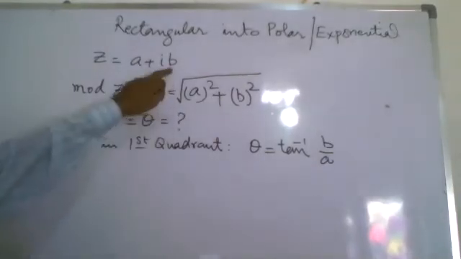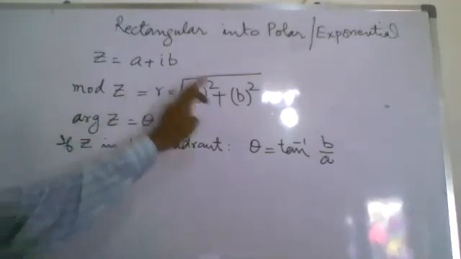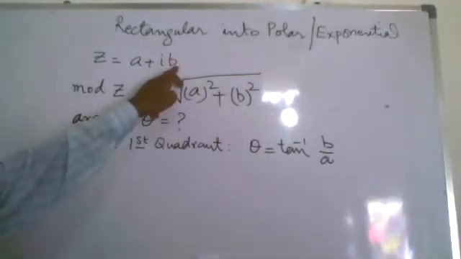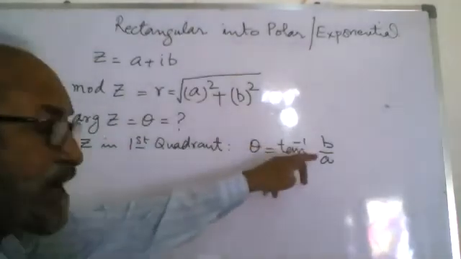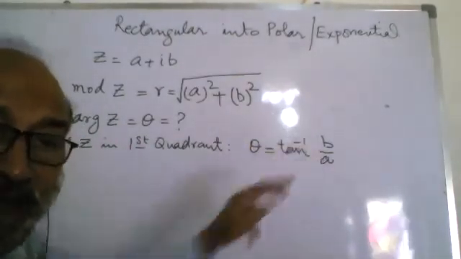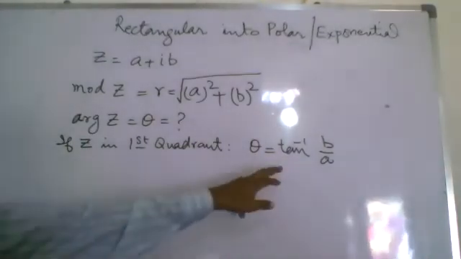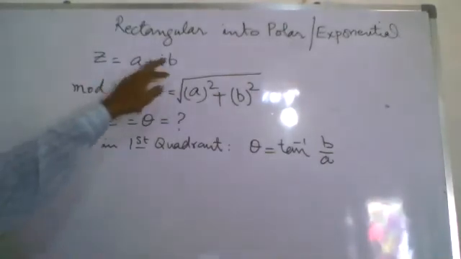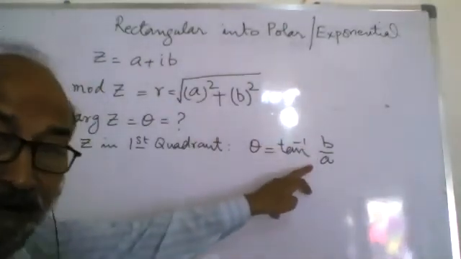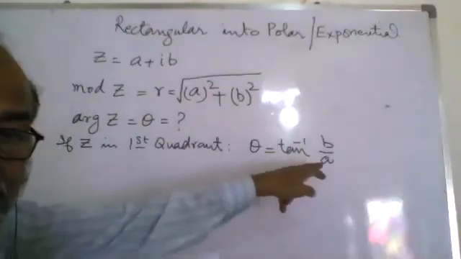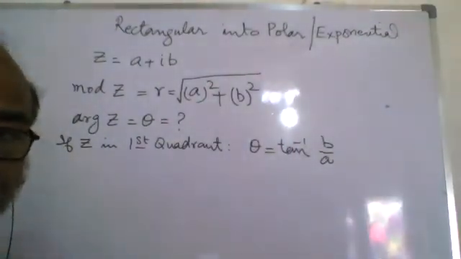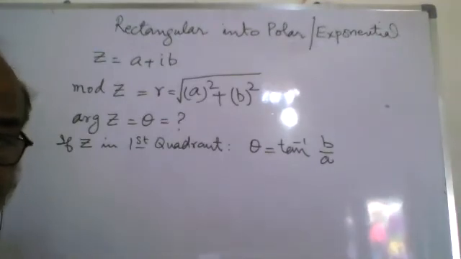Imaginary part divided by the real part, not the real part divided by the imaginary part. Tan inverse b upon a, imaginary part divided by the real part, and both numbers should be positive. So theta can be determined by taking the tan inverse of b upon a, imaginary part divided by the real part. Again and again I am telling you, the tan inverse of imaginary part divided by the real part.